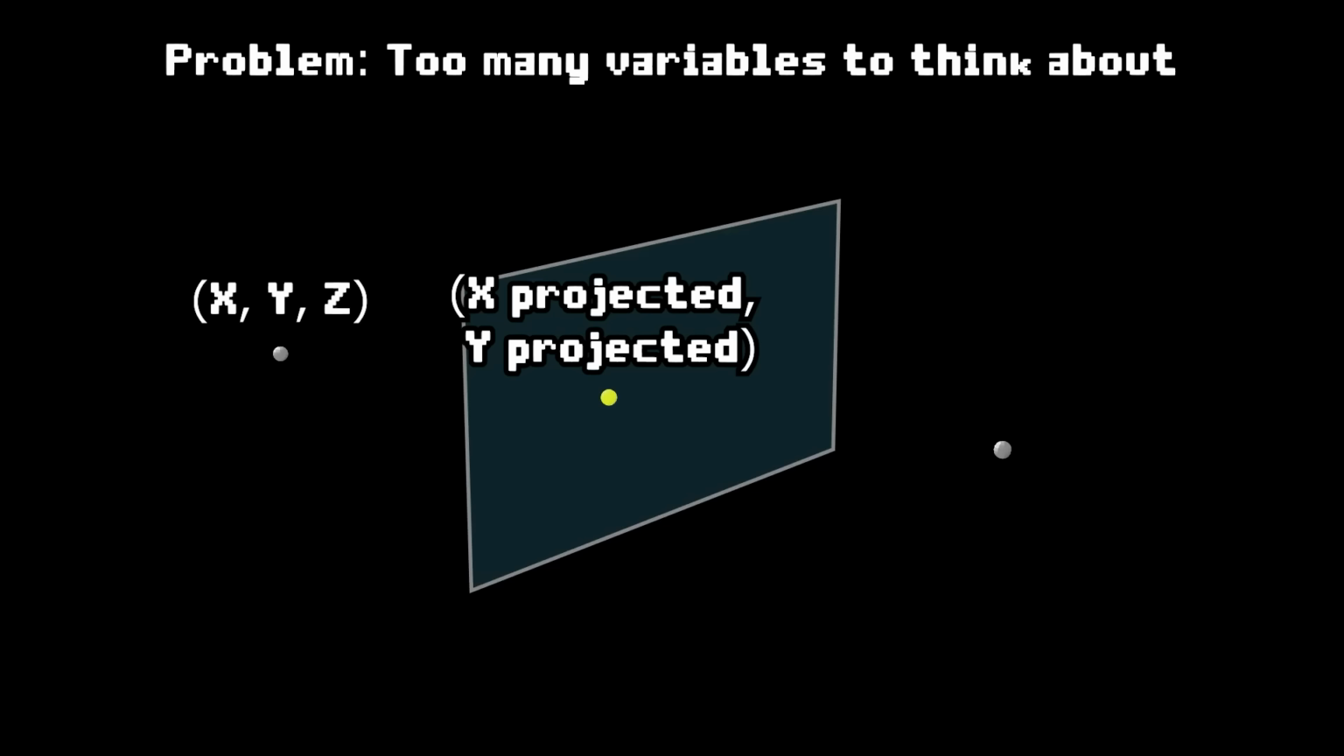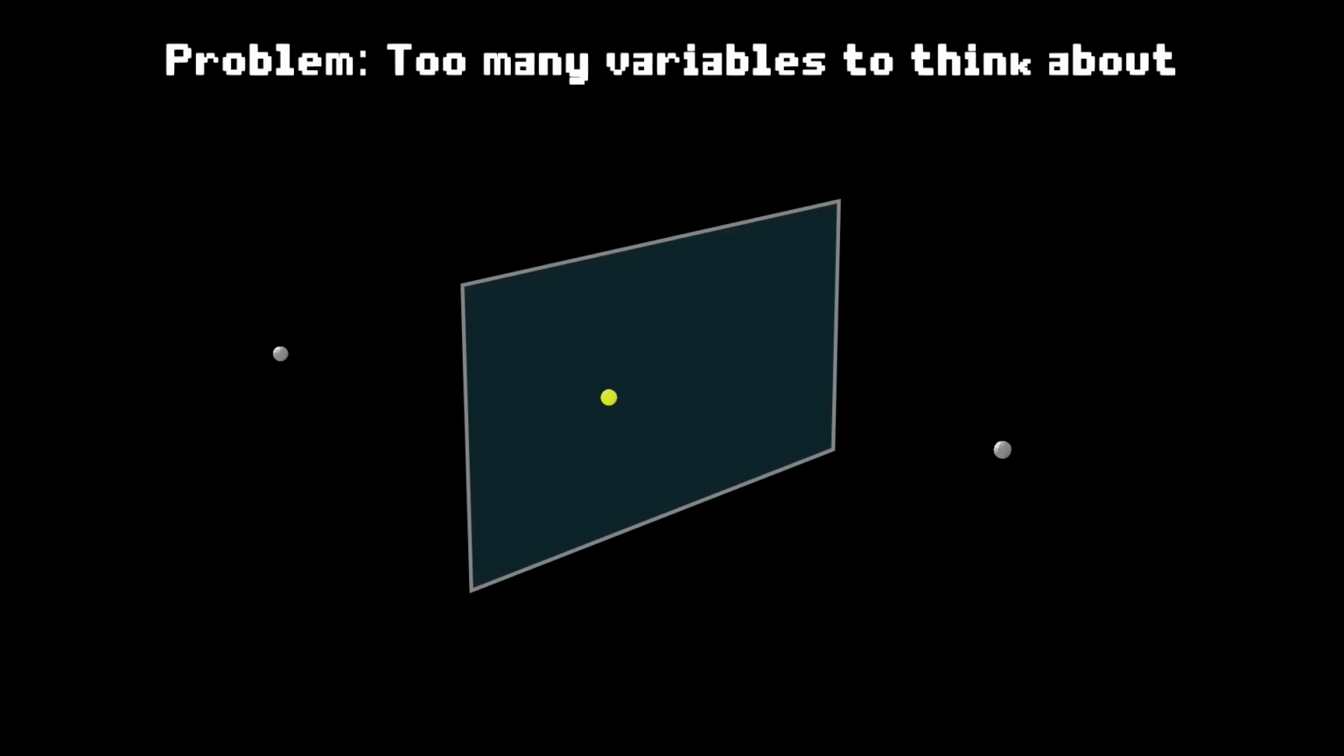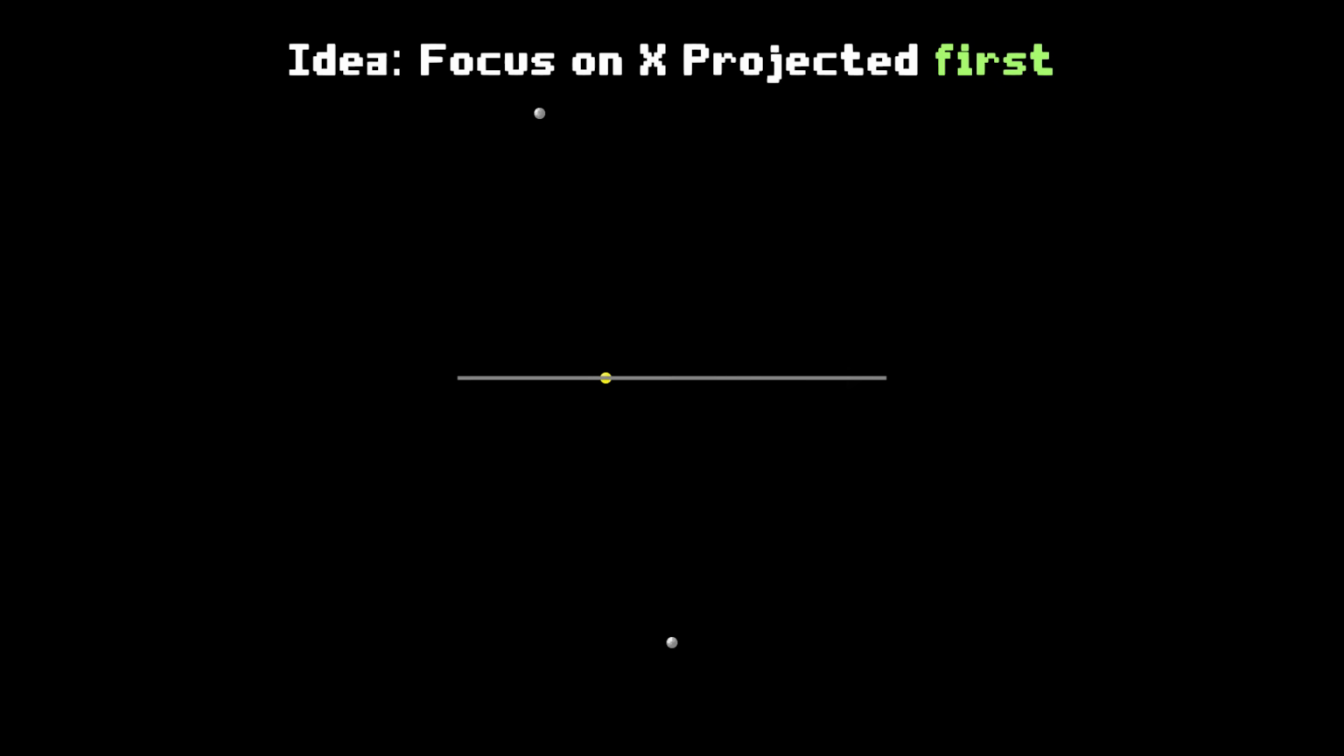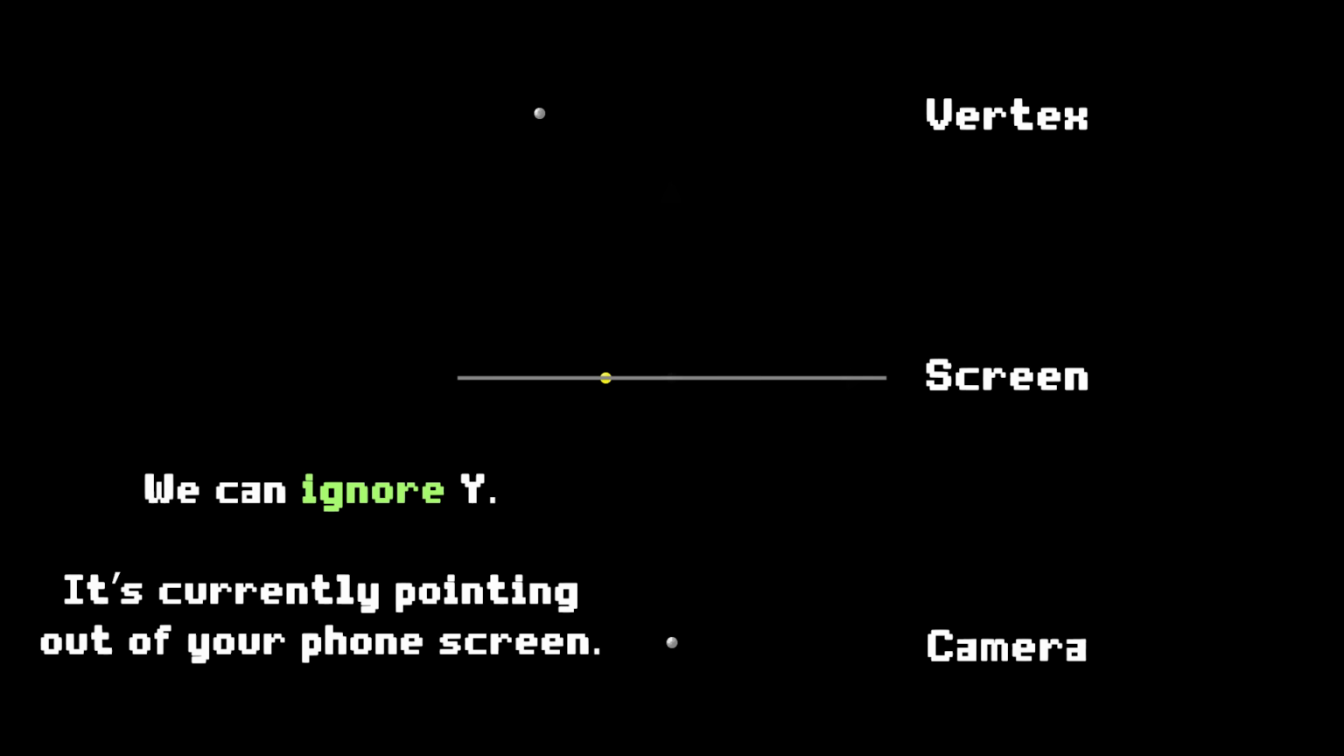Well, instead of trying to figure out the equation for X projected and Y projected at the same time, let's look at a top-down view of the projection and just focus on getting the equation for X projected. So we've got like a bird's eye view now. This line is our screen, this is our vertex behind the screen, and this is the camera. Since we're looking at it from above, we don't really care about Y anymore, because Y doesn't change. It's not noticeable in this type of view.